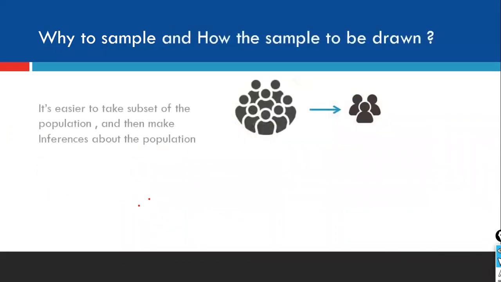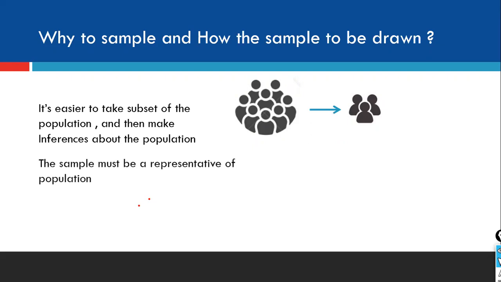So is it possible to draw a sample from a population? Yes, it is pretty simple to take a subset of the population, and making inference about the population is also pretty simple. But can I blindly go ahead and draw the sample? Is there any rule that I should follow while extracting the sample from the population? The sample must be representative of the population. Please remember this, it is an important point. And the sample must be random. It should be unbiased and representative of the population.